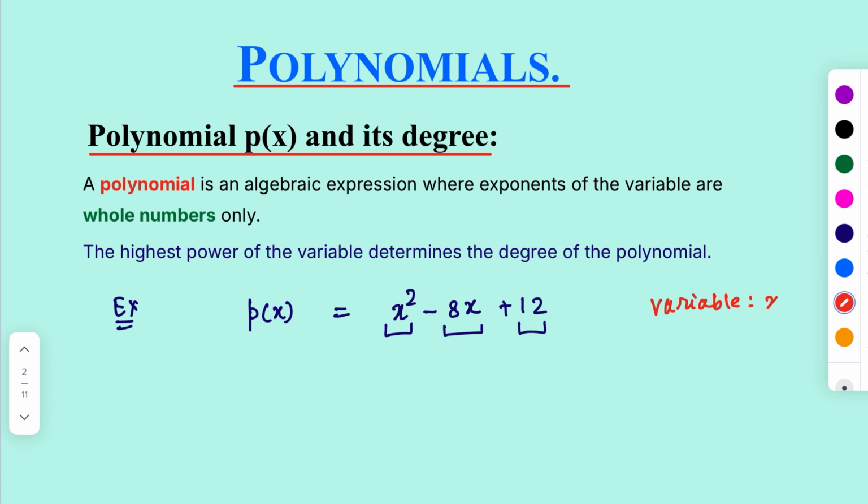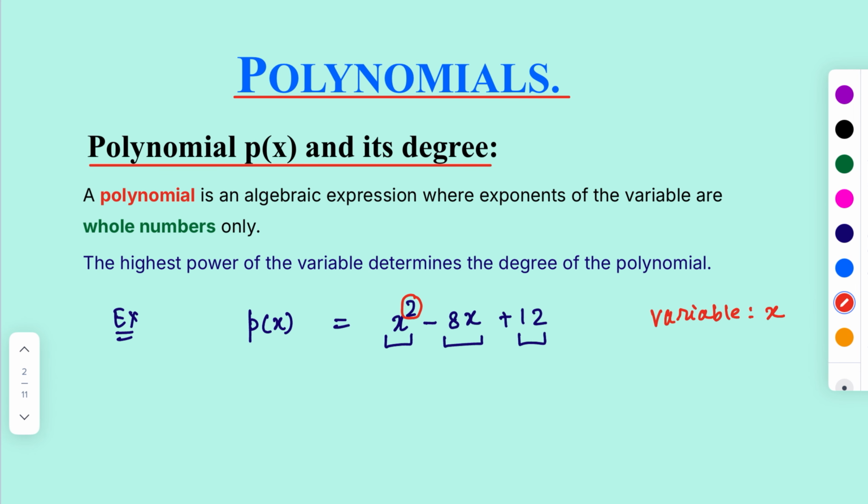Here the variable is x, and here the exponents are: for the first term the exponent is 2, for the second term the exponent is 1, and for the third term the exponent is 0. And all these exponents are whole numbers. Whole numbers means the numbers ranging from 0 to infinity: 0, 1, 2, like this.